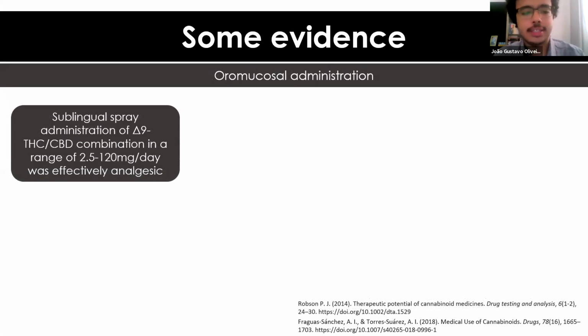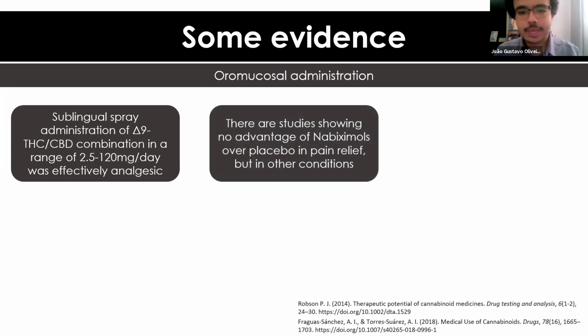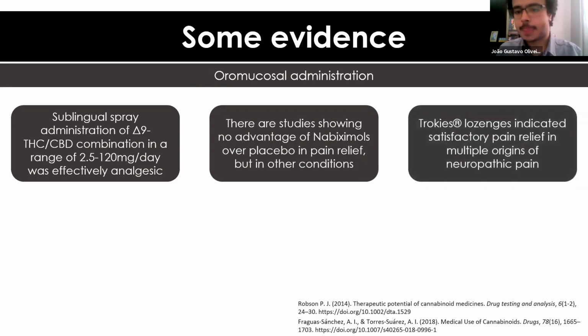Sublingual spray administration of delta-9 THC and CBD combination in a range of 2.5 to 120 milligrams a day was effectively analgesic in the case of the oral mucosal administration. The sublingual administration was primarily made with Sativex, the nabiximols I already cited, but there were other combinations used with different concentrations of THC and CBD. So this evidence is not conclusive either. There are studies showing no advantage of nabiximols over placebo in pain relief, but in other conditions, troches or lozenges indicated satisfactory pain relief in multiple types of neuropathic pain. Those troches are formulated with different concentrations of CBD and THC.